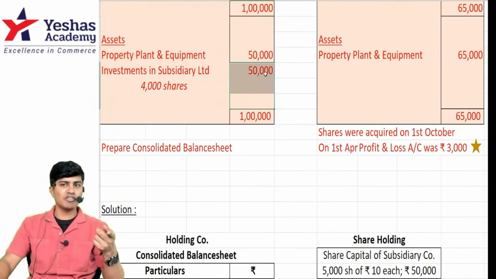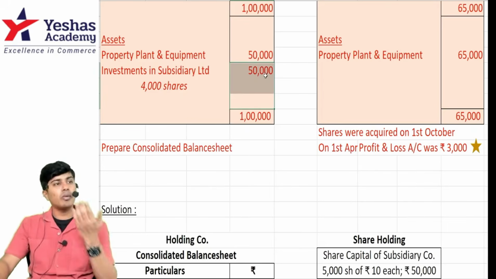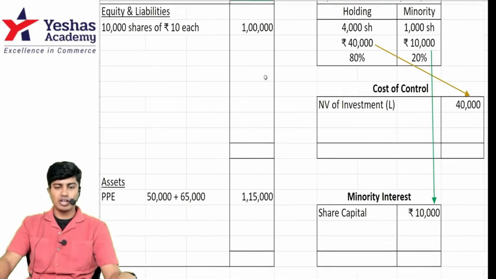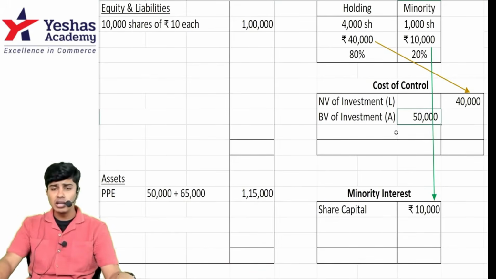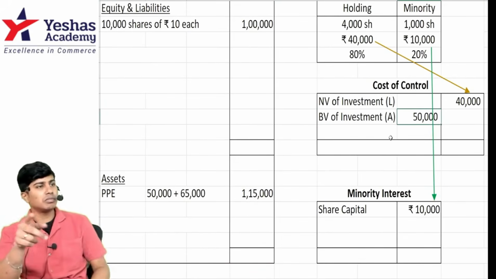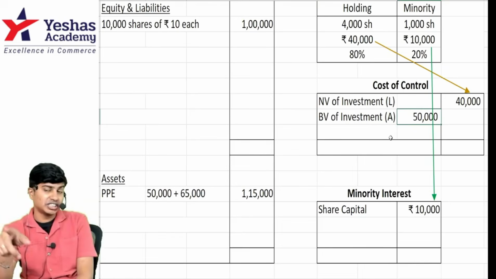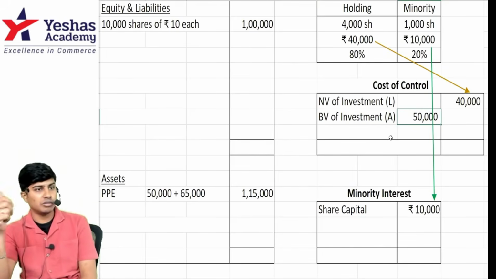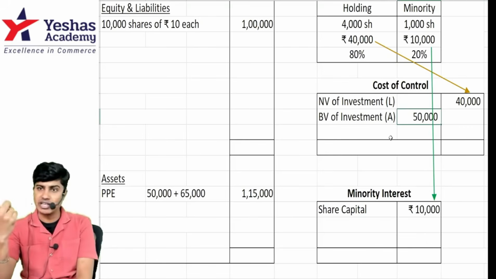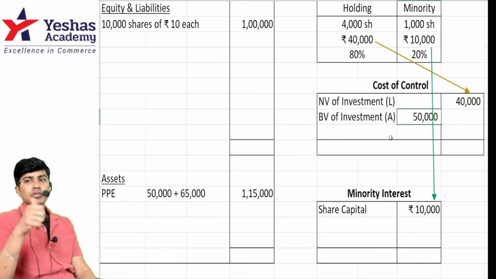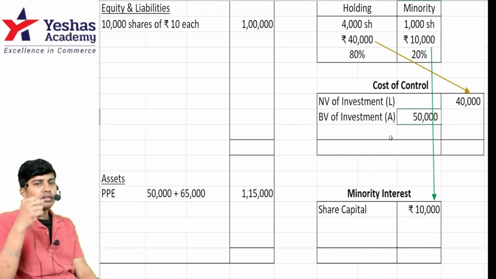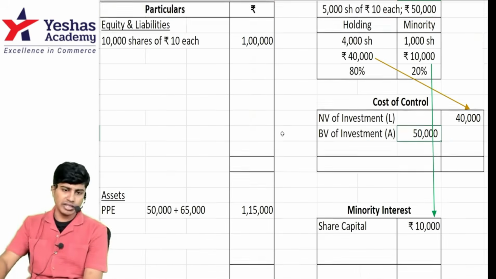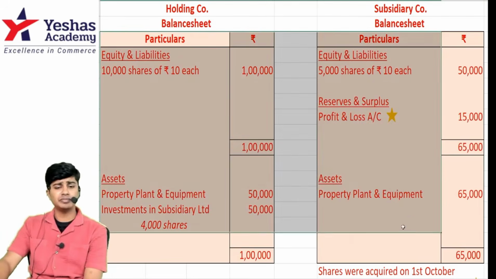Now 50. What is 50? Book value of investment. Where do I write? Cost of control. Inner column. Why? First we should deduct pre-acquisition reserve to the extent of holding company's share. Then you will write it in the outer column. Then you compare it with nominal value, which is liability. If the asset is more, goodwill. If the liability is more, that will go to consolidated balance sheet. Done.